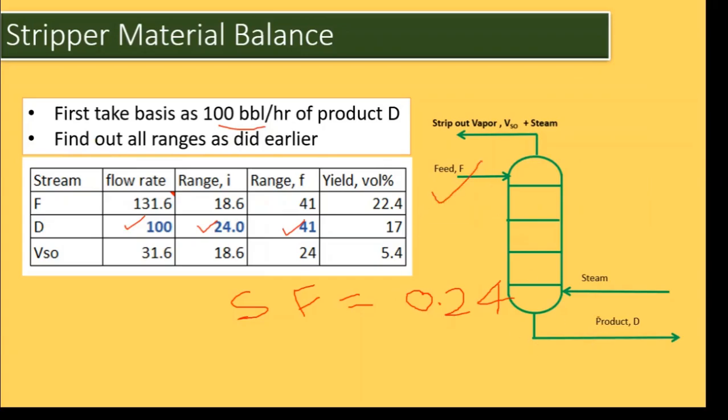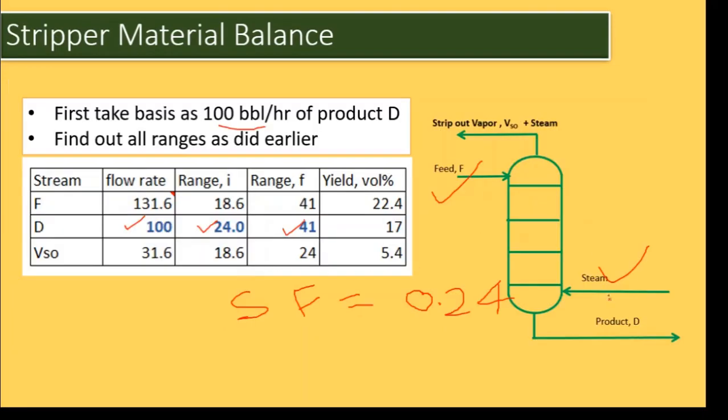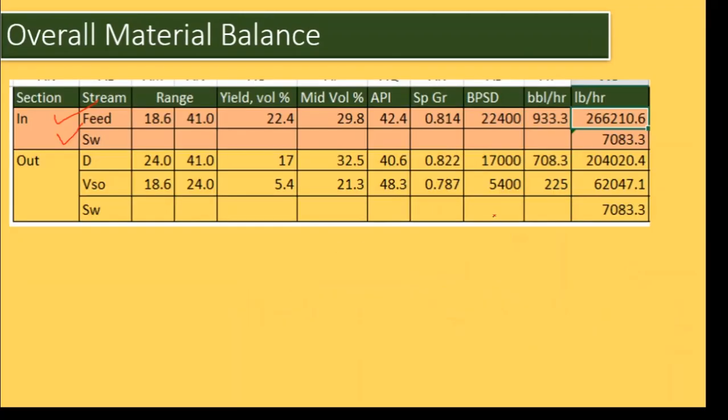So we know all these values. Now look at the input feed and steam, which are the input streams, and the output streams: product D, VSO and SW. These three are the output streams leaving the system. So ranges are given here. Feed we have already calculated, volume percent with API specific gravity, and then BPSD. So BPSD is obviously related to the yield.